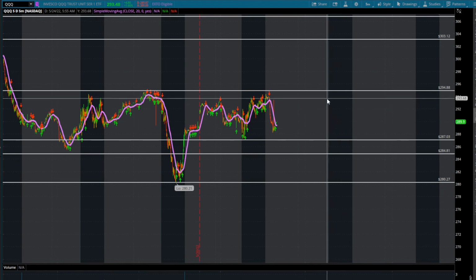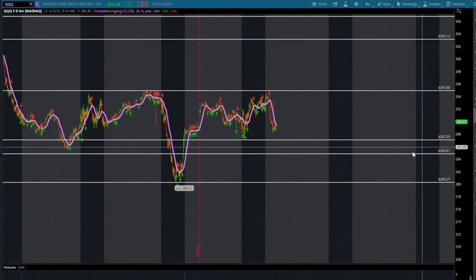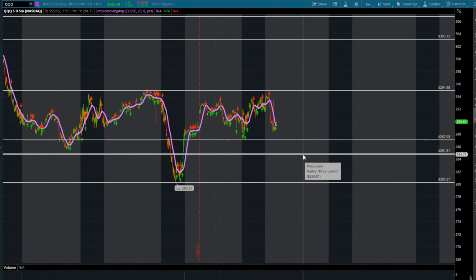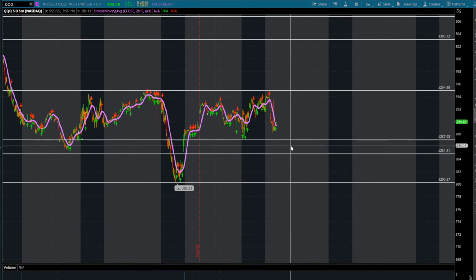You're going to want to cover your position somewhere in the middle here, hold the runner in case we do break 287. If we do lose 287, we have room to 284. That's a short scalp position there. Just understand that if you take a short scalp through 287, it doesn't mean we're coming to 280. You've got supply here at around 284, 285. Cover your position somewhere here. You're looking for maybe a $1.50 move on that.